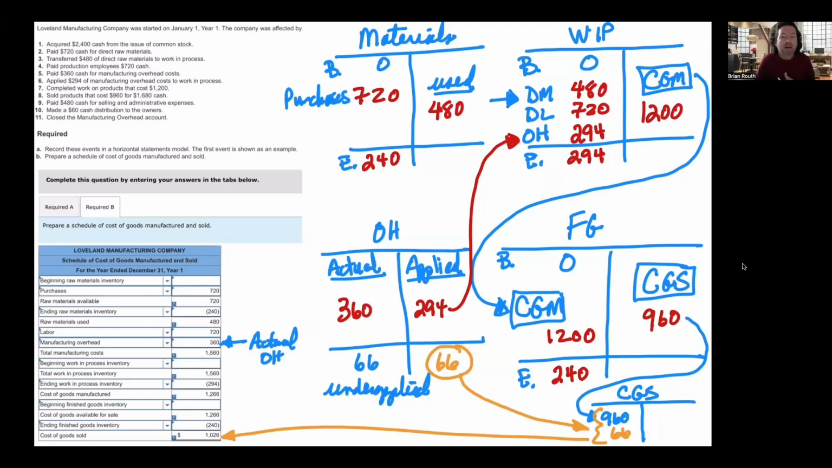All right, so in this problem, I wanted to show you the relation. We're looking specifically at part B here, preparing a schedule of cost of goods manufactured and sold. I want to relate the schedule of cost of goods sold and manufactured to our T accounts that we can see and use. There is a little difference, so I want to make sure that we notice it when going through this type of problem.